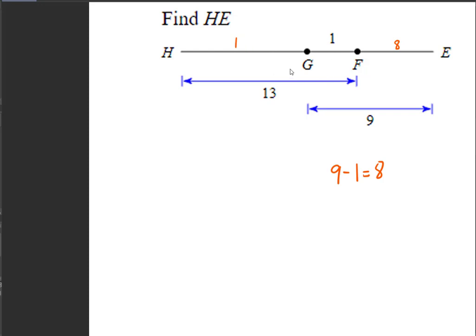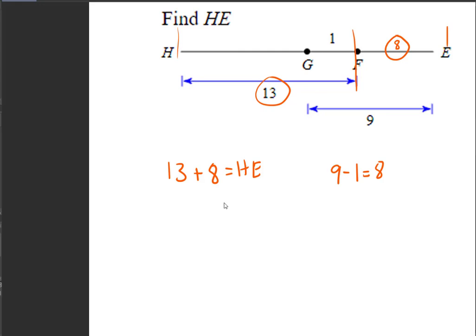But here's the cool thing. I didn't even need that amount because they wanted HE, which was this total distance from here all the way to here. And I now have this distance from H to F, which is 13. And I have this distance, 8. Well, if I take that distance and this distance and put these two distances together, if I add 13 plus 8, that gives me the total distance all the way from H to E.